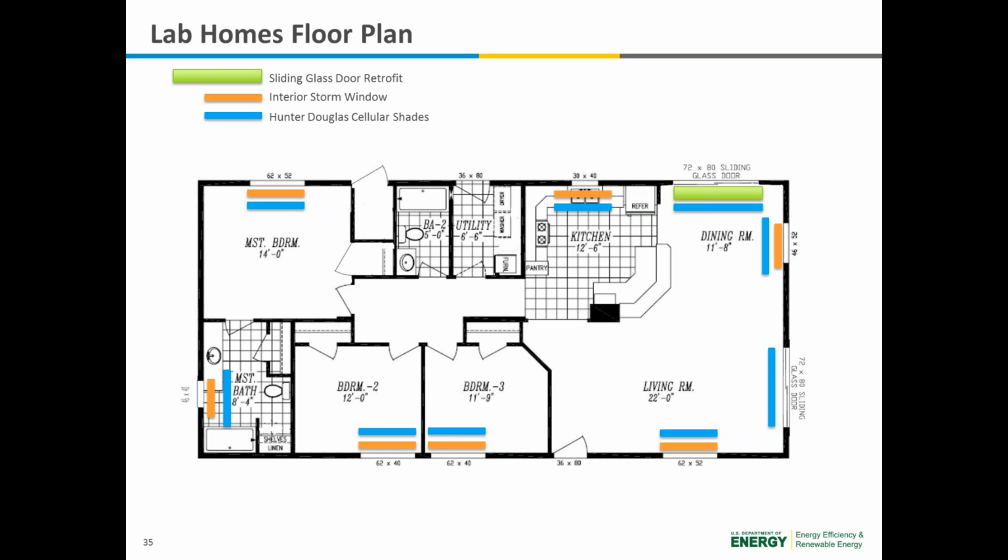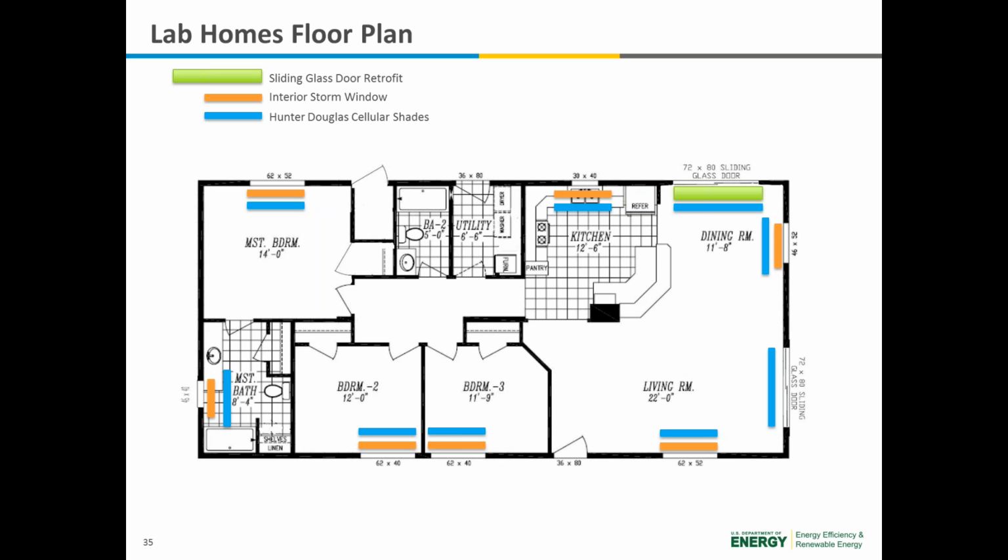The blue square is the Hunter Douglas cellular shades. Those were on all of the window areas within the home. So you can see Hunter Douglas has the ability to manufacture these cellular shades large enough to cover these really large sliding glass doors. So that was nice.